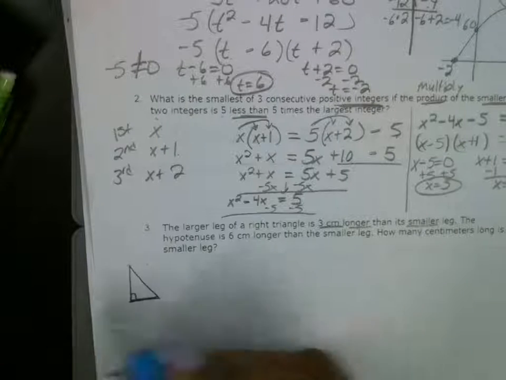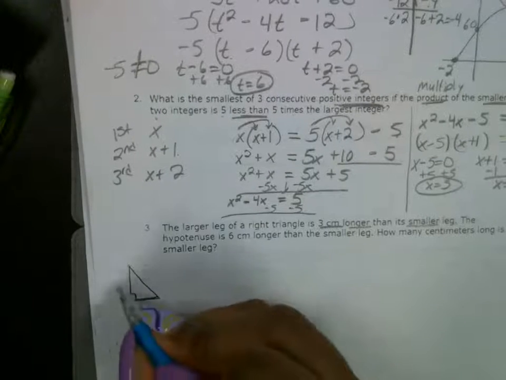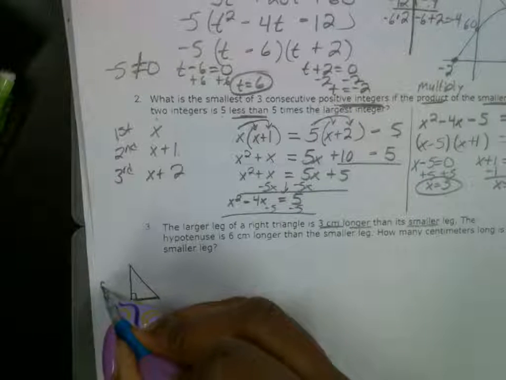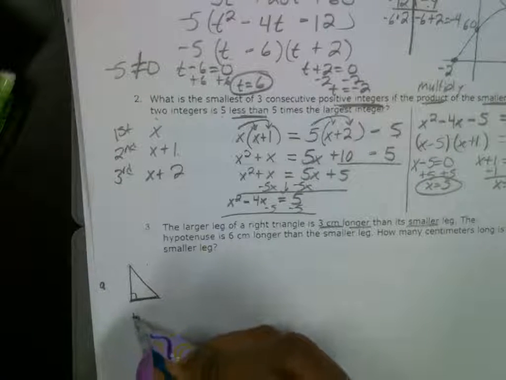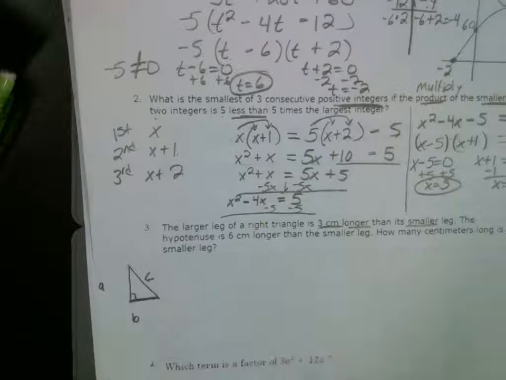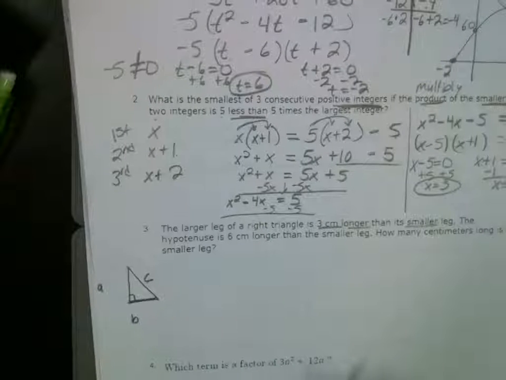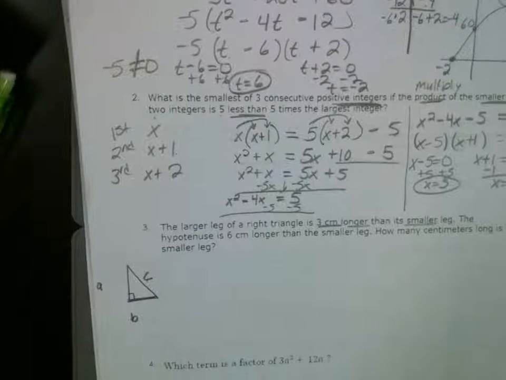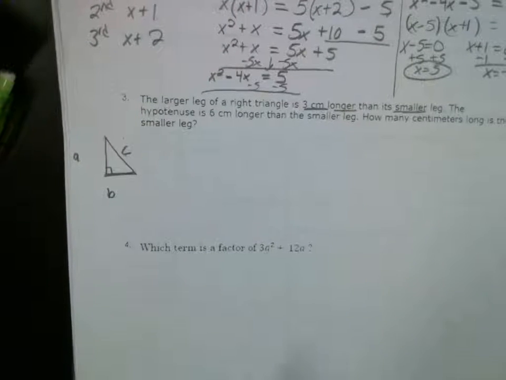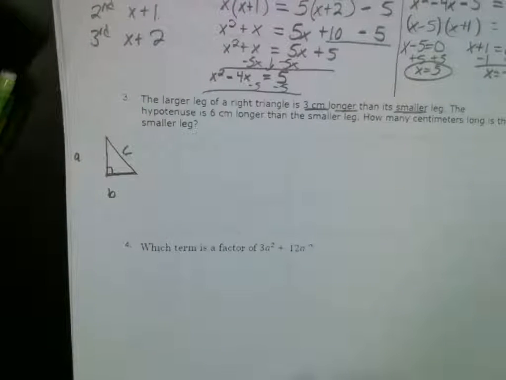Okay? So let's label them first. So what's this side going to be? A. This is A. What's this side? B. And what's this side? C. All right? Any questions? Yes, baby. Go ahead. Up like that? Okay. Is that good? Okay.